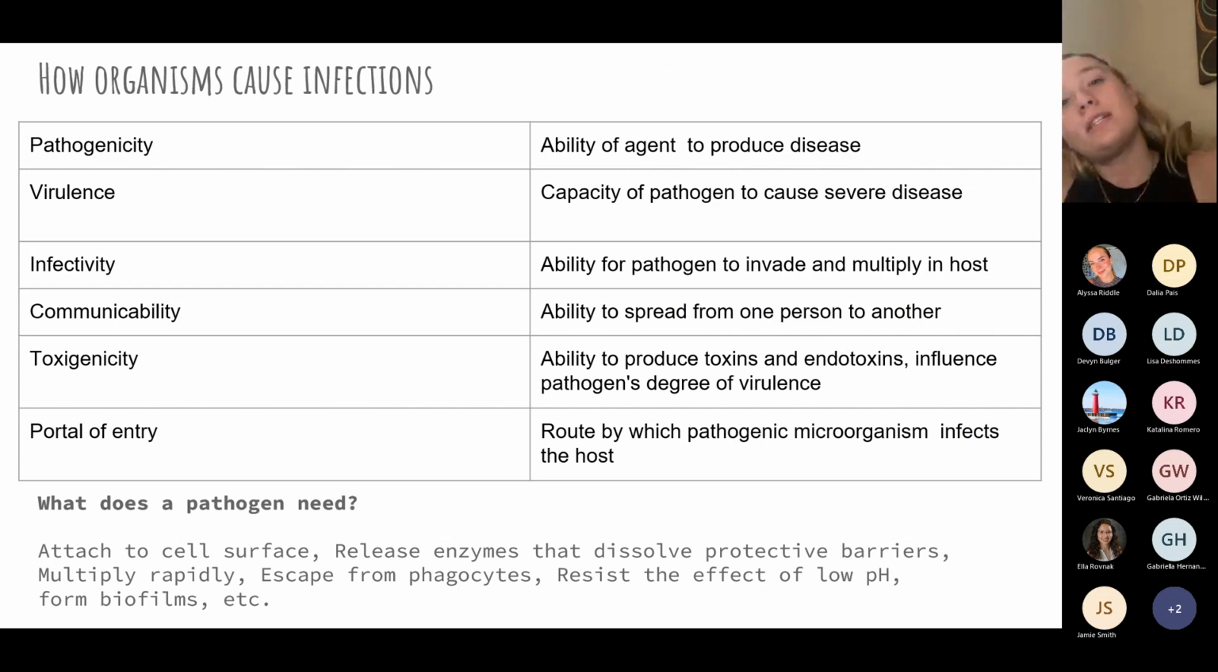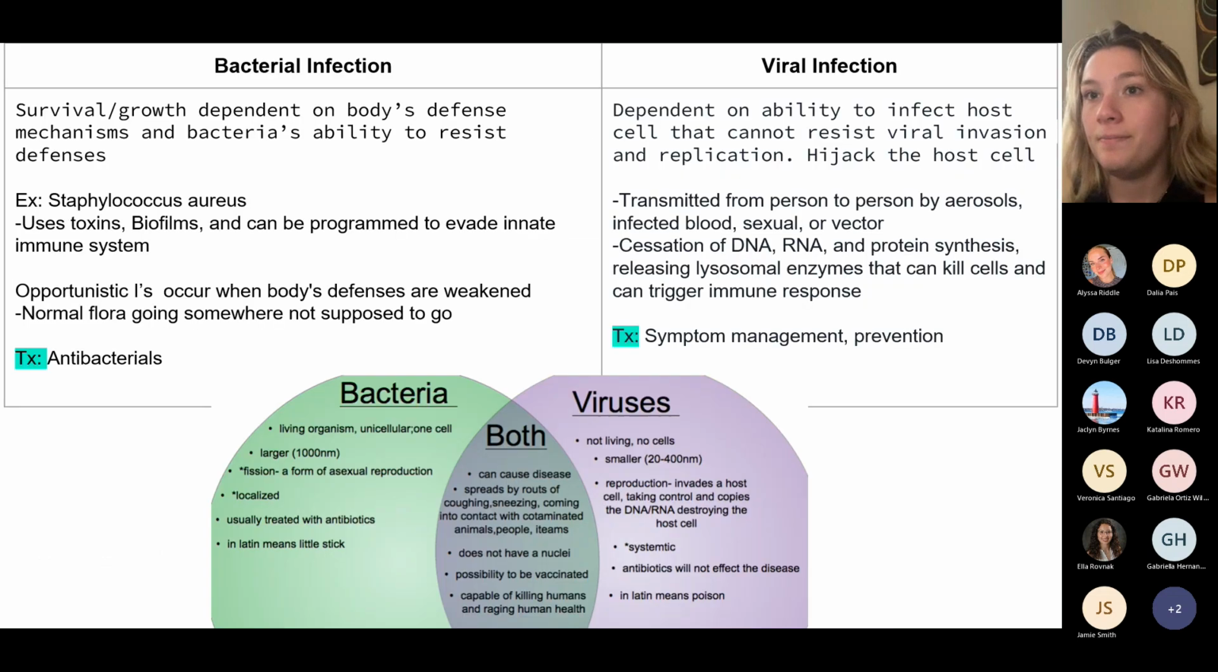Lots of different ways organisms can cause infection. They need to be able to, number one, produce disease, but they want to have a pretty low virulence. We don't want them to cause severe disease to where it would kill the host, because then the host can't pass the disease on. So these are just other examples of how organisms can cause infection.